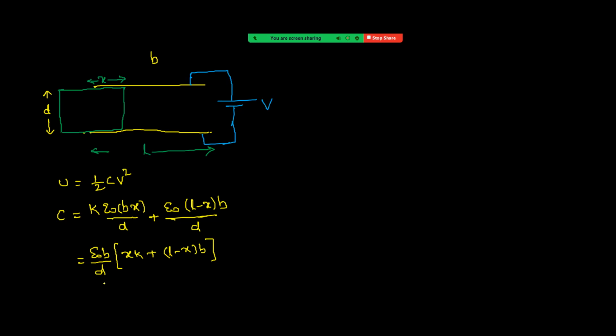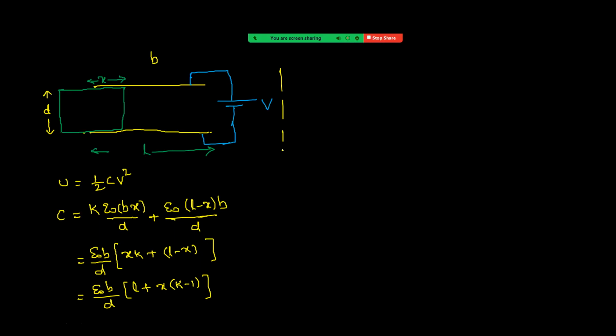That is now the capacitance. Wait. Already we have taken B outside, right? B is already outside. Here B is not required. That means this is now epsilon naught B by D, X K, and you have X here. So the remaining is L plus X into K minus 1. That is now the capacitance.